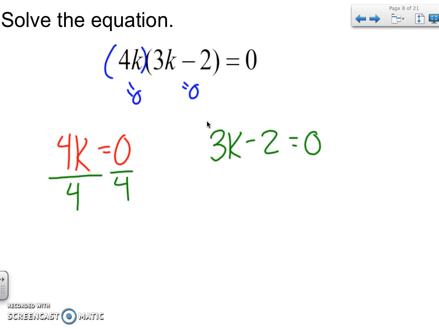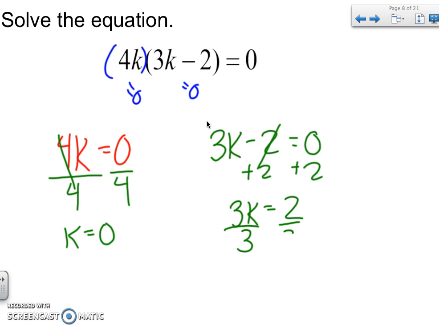I'm going to divide by 4. 0 divided by anything is just a 0. Over here, add 2. So 3k equals 2. Divide by 3. So k is going to equal 2/3. Again, if you want a decimal, that would be 0.67. Okay? So again, that's how you use the zero product property to find your solutions, to find the x-intercepts, to find the roots. Okay? Alrighty. One more, and then you can try one on your own.